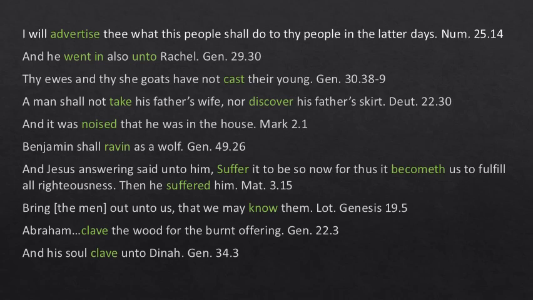And then two meanings of cleave. We have cleaver today, the thing you cut meat with, and cleavage, the division of the breasts. But it had two opposite meanings at the time. You can cleave wood for the burnt offering, but his soul, I forget who that is, clave, that's the past tense, unto Dinah. So it has opposite meanings, to divide and also to undivide, to join.